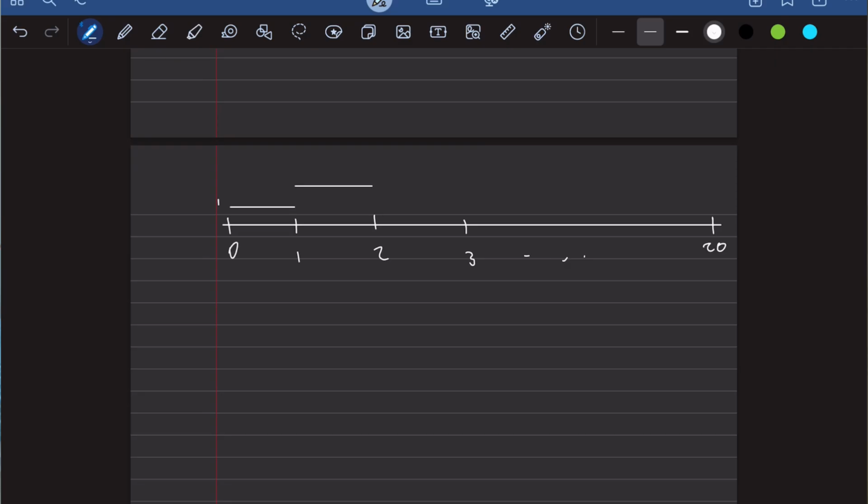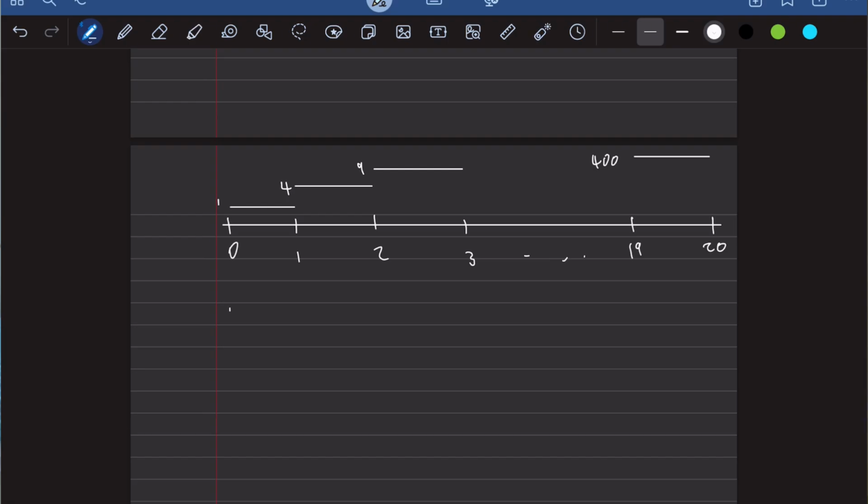And then at time 2, we're going to be paying 4. And then here we're going to be paying 9. And then let's put time 19 on here as well. And then here we're going to be paying 400 continuously.